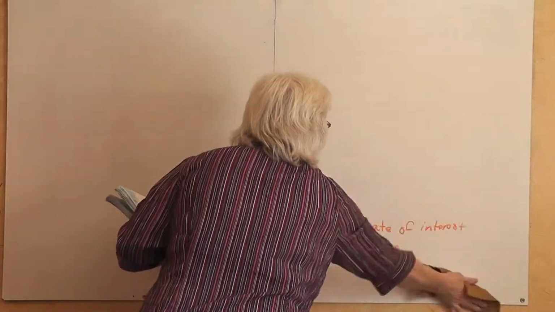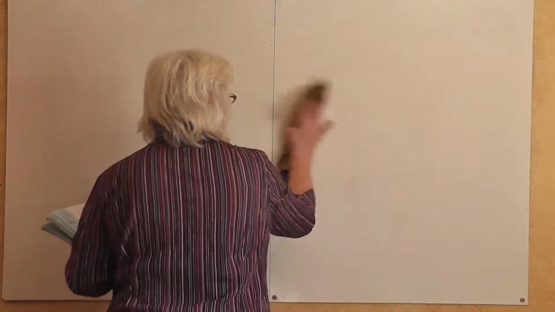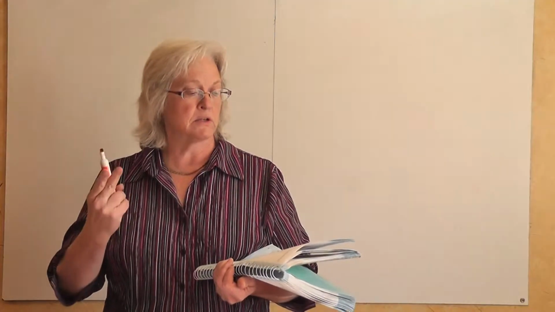So let's go ahead and look at this first example in Chapter 10, Section 7. This says, Aaron borrowed $465 for 1 year to buy an 18-speed touring bicycle. The rate of interest is 15% per year. How much interest will Aaron pay? What's the total amount of money that Aaron will repay?